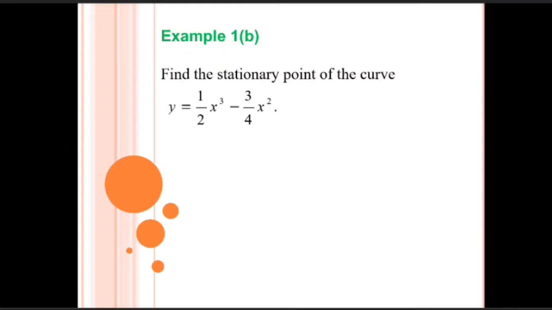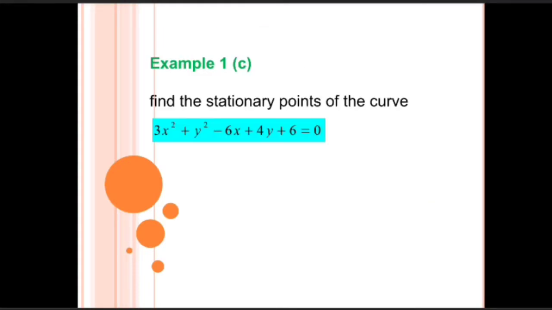Now try out example 1b, and also try example 1c. The same method applies. When the question wants you to find the stationary points, this refers to dy over dx equal to 0. Now we have two variables, x and y, so differentiate implicitly. Get your dy over dx term equal to something, and then equate all of that with 0. Solve to find your x, and then substitute that value of x into the equation to find your value of y. Try it out.